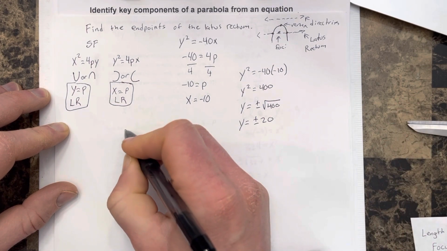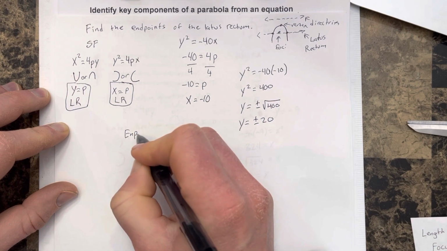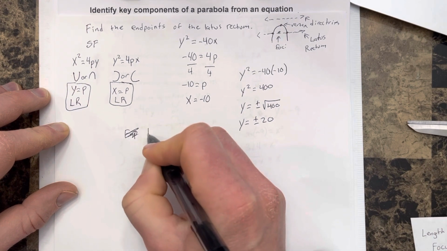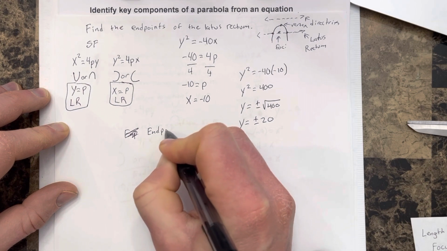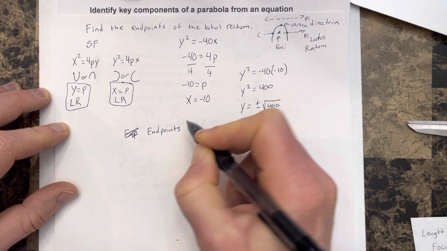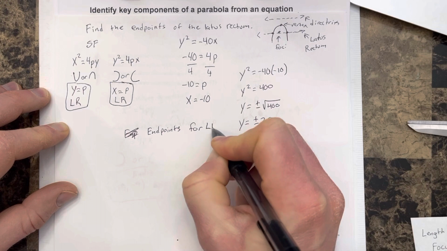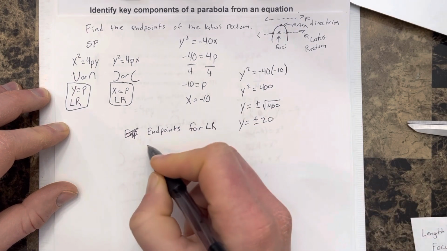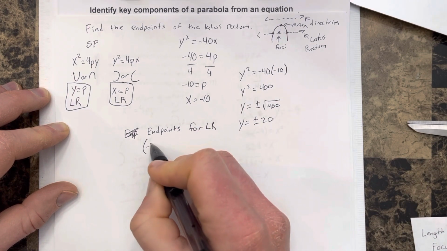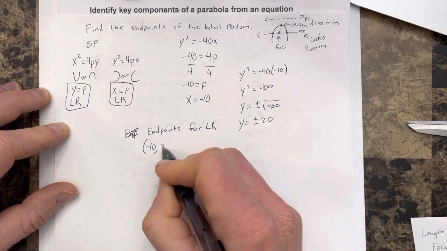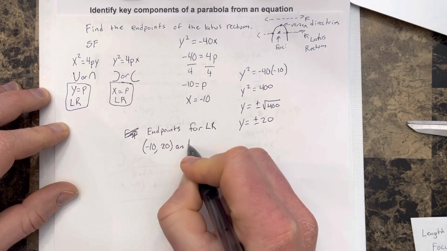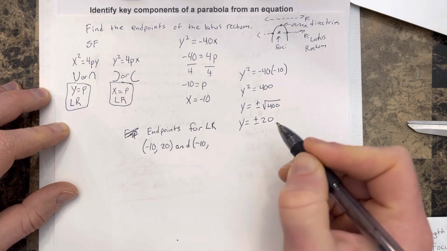So my endpoints for the latus rectum would be negative 10, comma 20, and negative 10, comma negative 20.